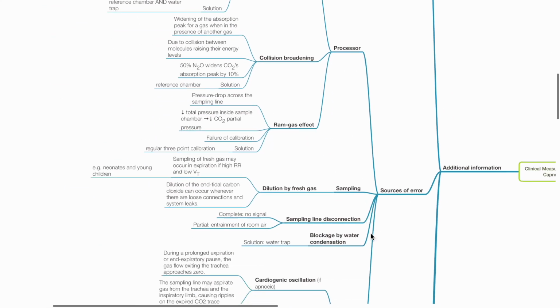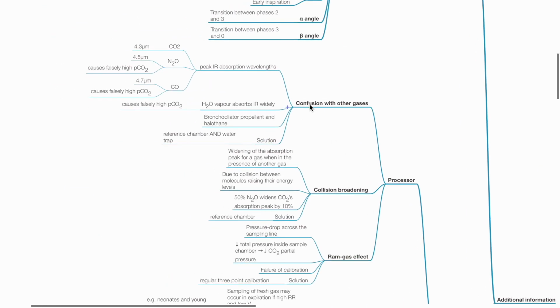Sources of error. Confusion with other gases. Peak infrared absorption wavelengths of CO2 is 4.3 micrometer. For nitrous oxide is 4.5 micrometer. Carbon monoxide is 4.7 micrometer. Presence of nitrous oxide and carbon monoxide therefore causes falsely high PCO2.